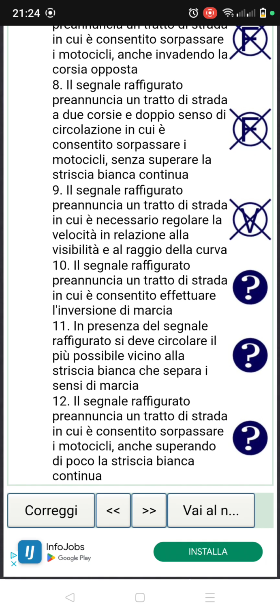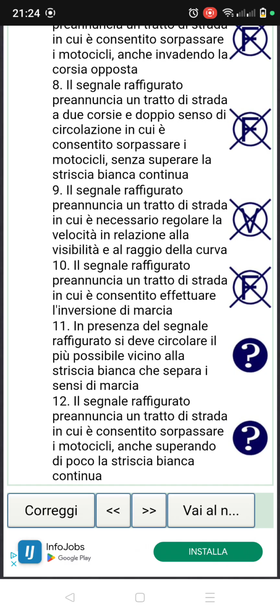Number 10. Il segnale raffigurato pronuncia un tratto di strada in cui è consentito effettuare l'inversione di marcia. No, you can't do that. So the number 10 says this sign figure is announcing a section of the road that allows a U-turn. No, it's false. You can't do a U-turn on curves.